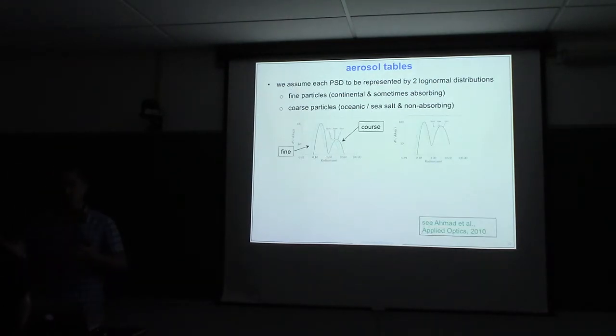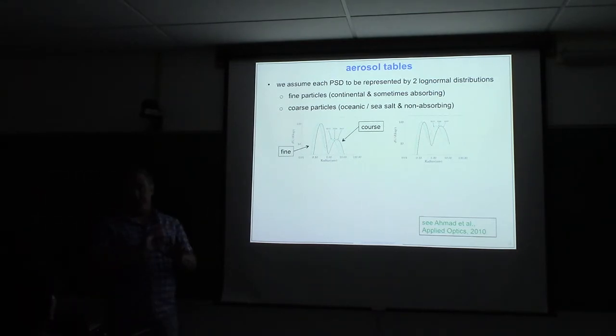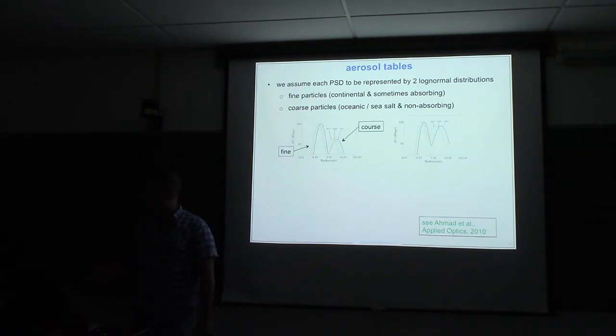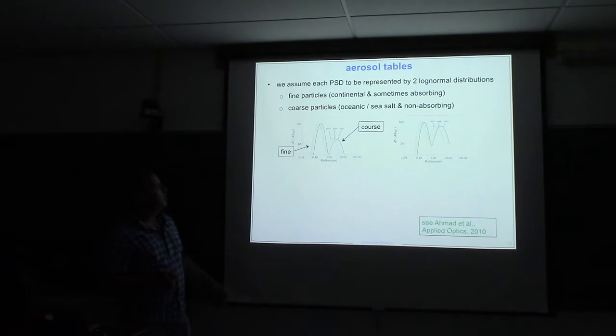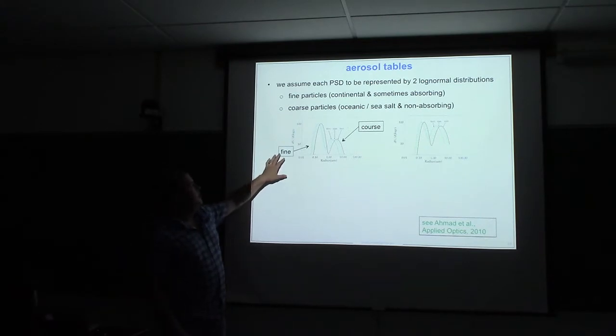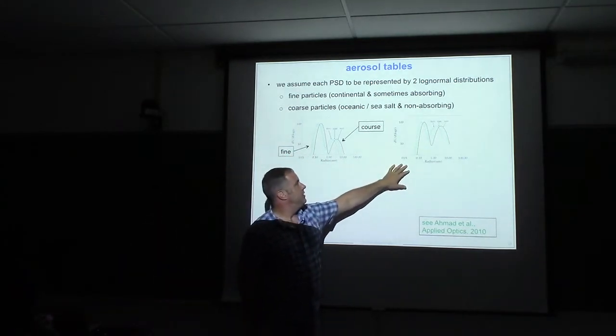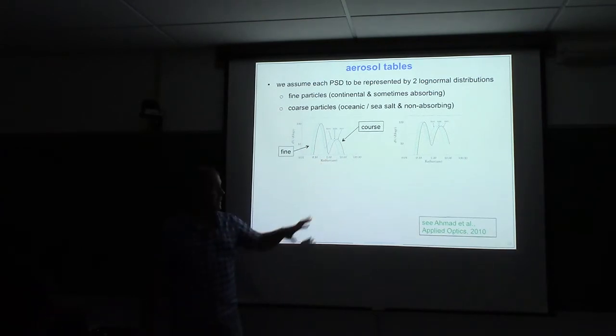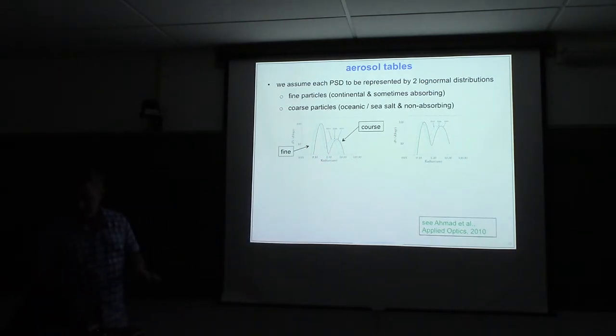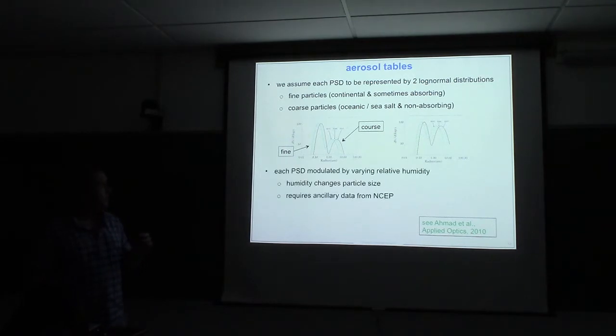Okay, so we define each of our aerosol particle size distributions as the sum of two different log normal distributions. One for fine particles. Think of these as more of the urban soot-like particles or biomass burning particles, the small ones. And then coarse particles like sea salts, other non-absorbing particles. Note that the fine ones are sometimes absorbing. Just keep that in the back of your head. But this is generally what two different PSDs for aerosols might look like. If you're really interested, the paper that describes this most recently is at the bottom.